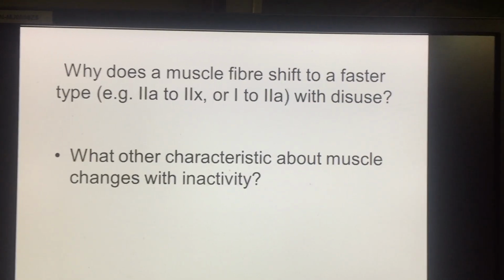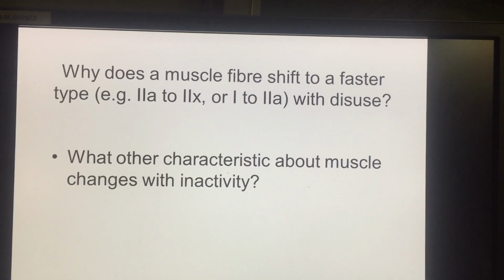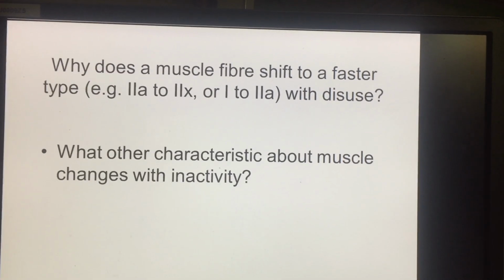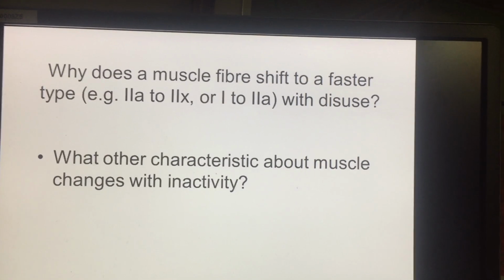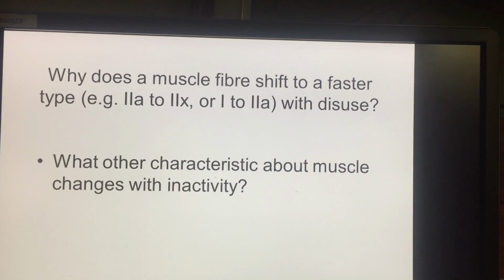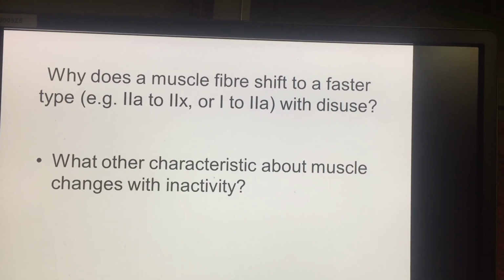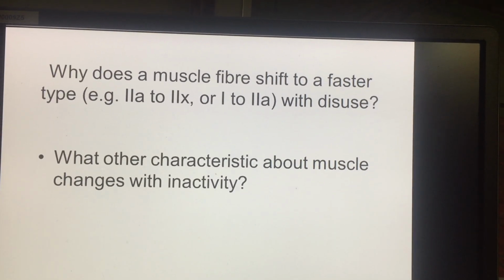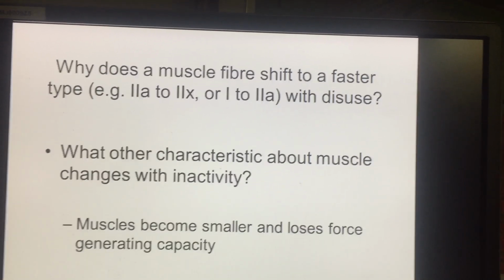So why does a muscle fiber shift to a faster fiber type? So with increased use, you see a shift towards a slower fiber type. With decreased use, you actually see a shift towards a faster fiber type. So the question here is, why does it do that? Why does a muscle fiber shift to a faster fiber type with disuse? And the answer here might have to do with what other characteristic of a muscle fiber changes with inactivity.